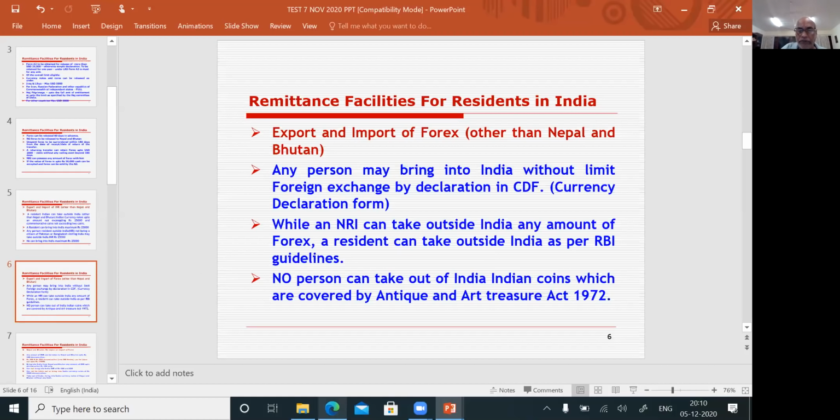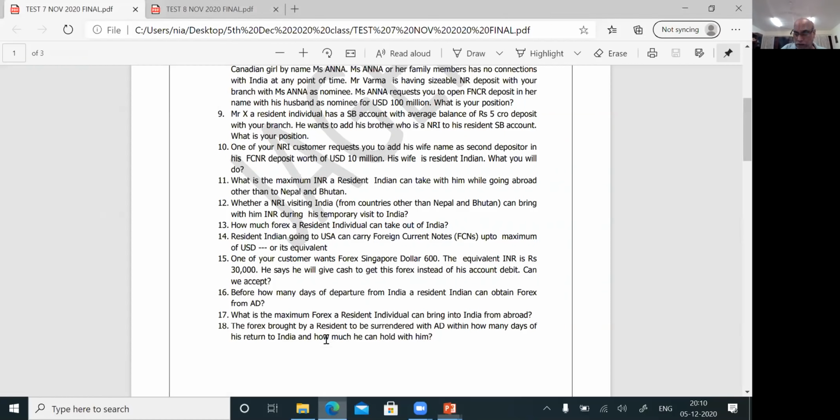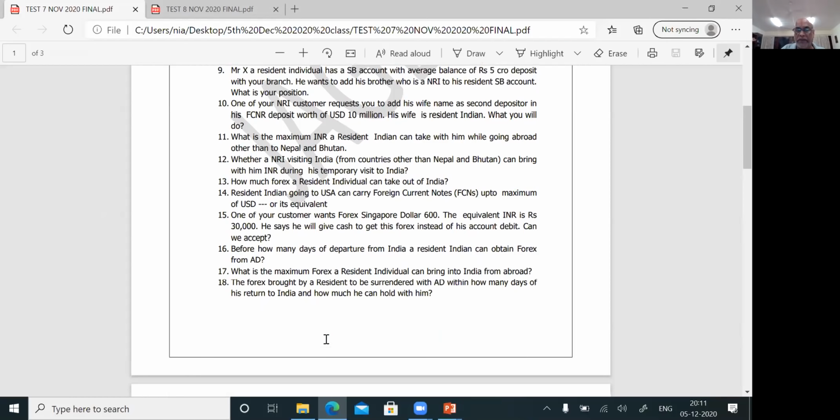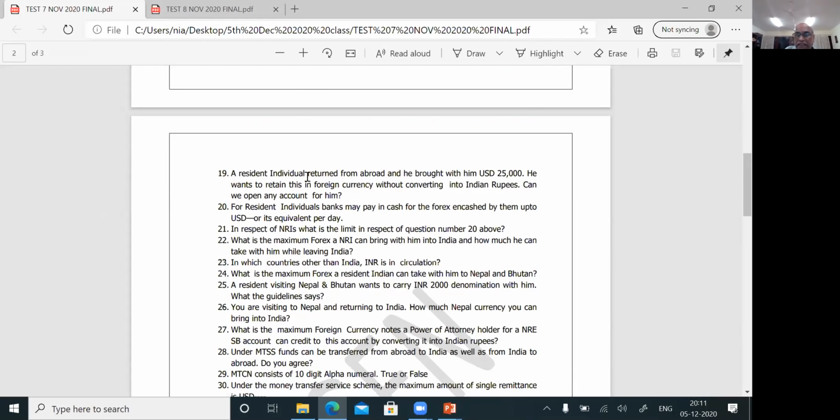This is not an important thing. Let us see the question now. We saw questions up to question number 18. Question number 19: a resident individual returned from abroad and he brought with him US dollar 25,000. So you should ask him to show the currency declaration form.